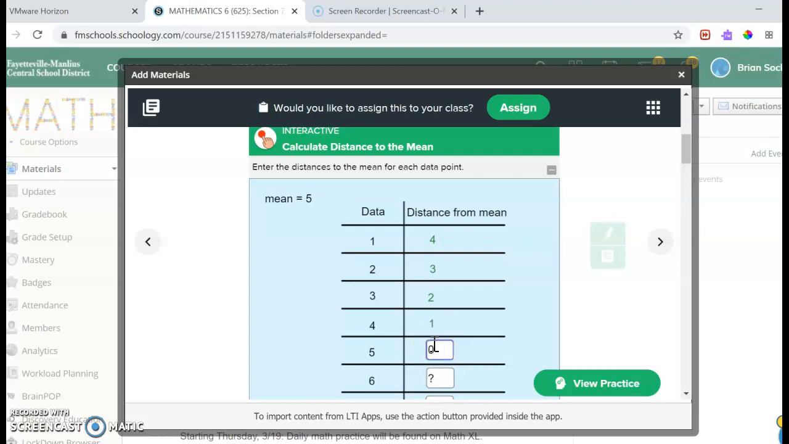We still have to record that and include that in our data set. 5 minus 6 is negative 1, but it's a distance, all right? Distance from the mean, so we want to make it positive. So think of the absolute value of negative 1, which is 1.